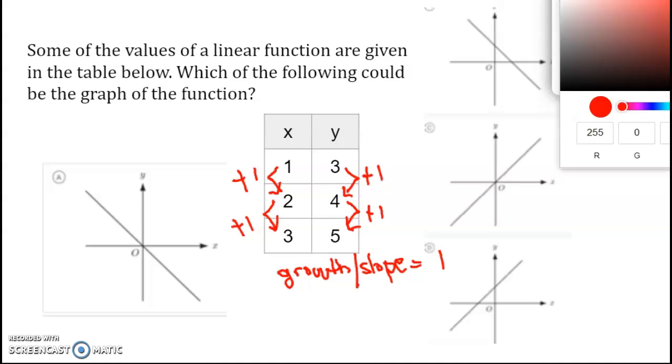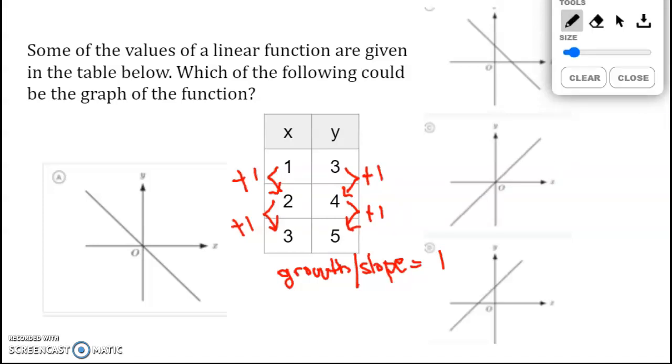Then let's talk about the y-intercept. Well, the y-intercept is when x is 0, right? That's the starting value, or when x is 0, what is the y value? Well, how would we do that? We added 1 when we're going down this direction, so we need to subtract 1. If I subtract 1 from 3, it becomes 2. So I know that the y-intercept is going to have the coordinate of (0, 2).